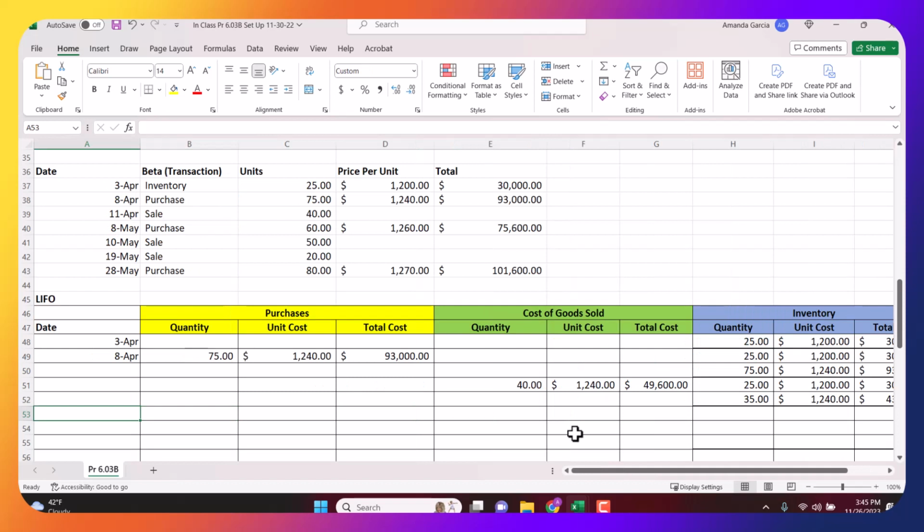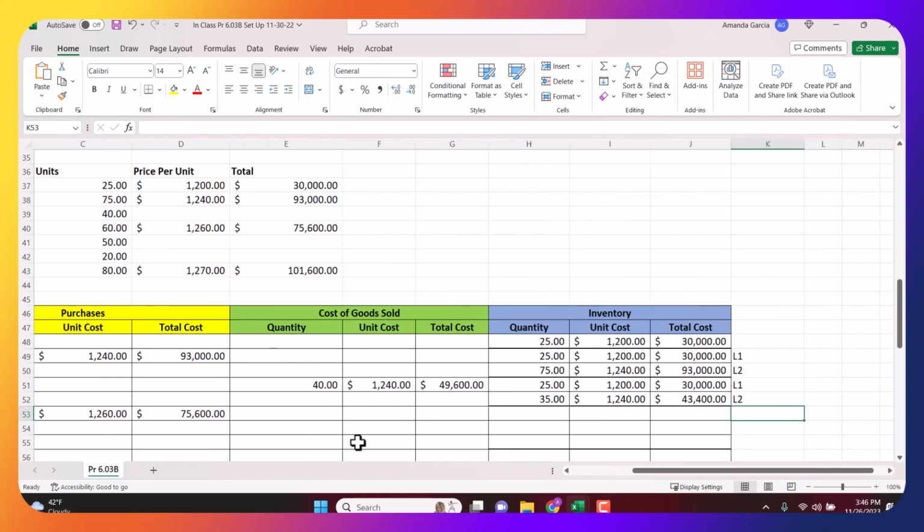Then on May 8th, oh, I forgot to put a date up here, so that was April 11th here. On May 8th, we make another purchase. We purchase 60 units at $1,260 for a total of $75,600. We are going to maintain inventory.